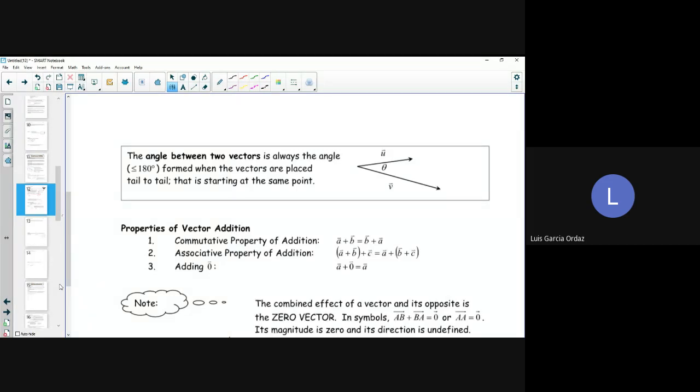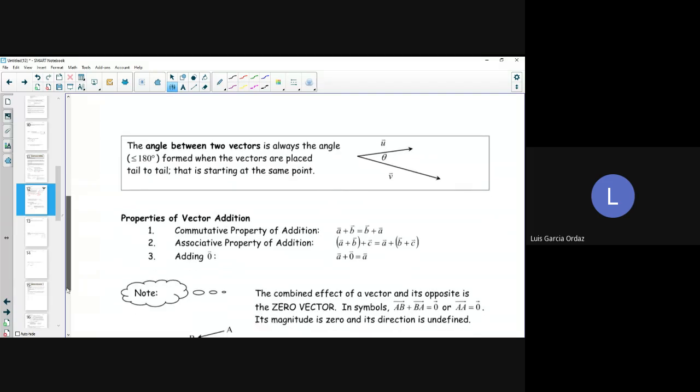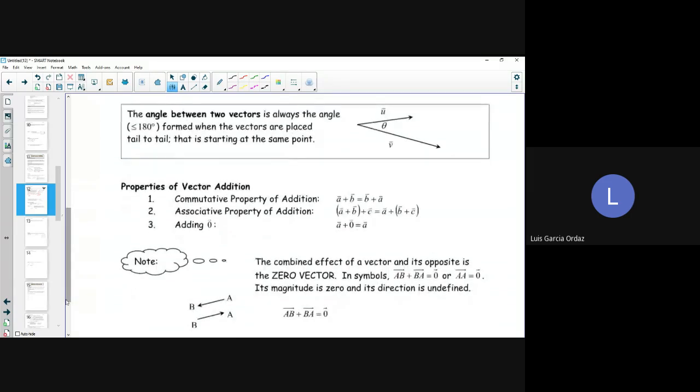Then we have the associative property of addition. So if I have vector A and B in brackets, and then C outside of the bracket, it's the same as saying vector A plus vector B plus vector C in brackets. So adding the 0 vector would be vector A plus vector 0 is equal to vector A.